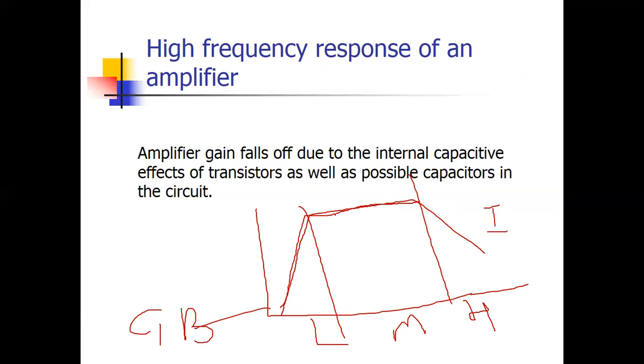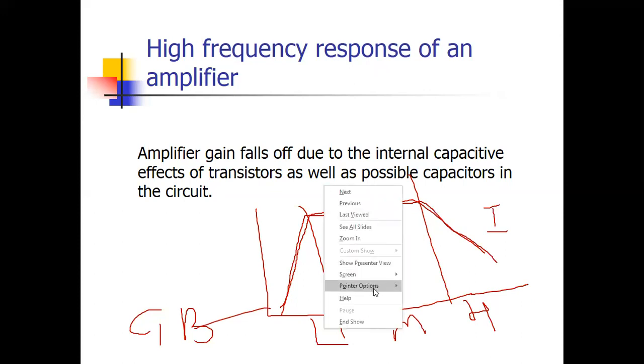So again, listen carefully. In the mid frequency range, there is no effect of capacitance, and gain is constant. But at low frequency, gain reduces due to the coupling and bypass capacitance. At high frequency, gain falls due to the transistor's internal capacitance. Today we are doing the high frequency analysis, which means we are doing this part, where gain falls due to the transistor's internal capacitance. So we will learn this today.